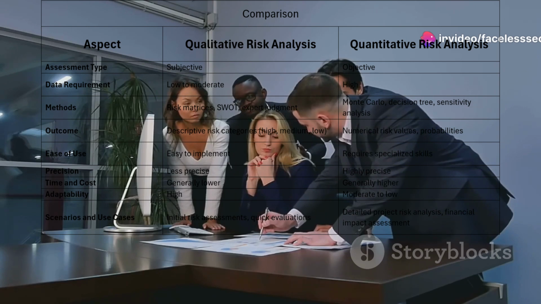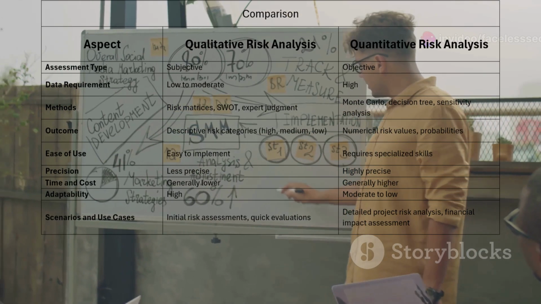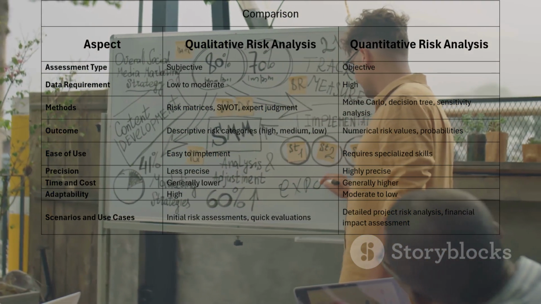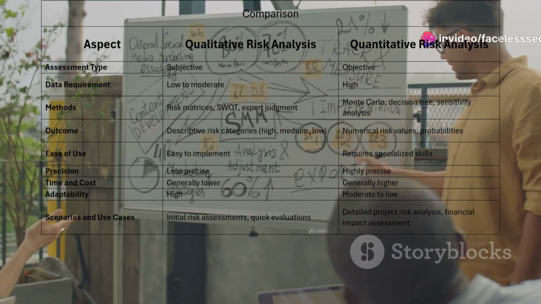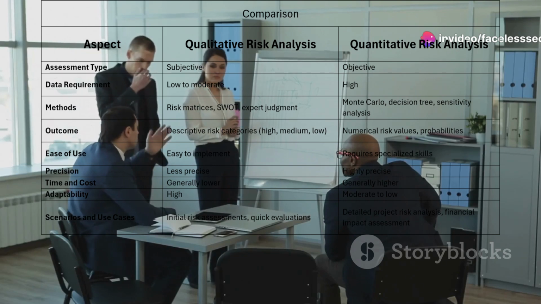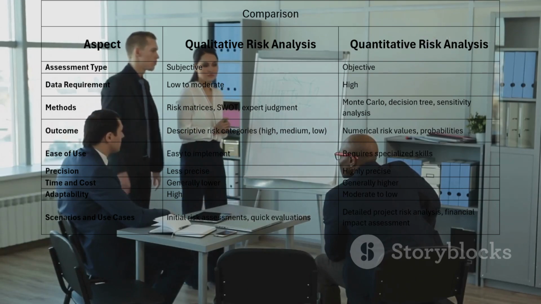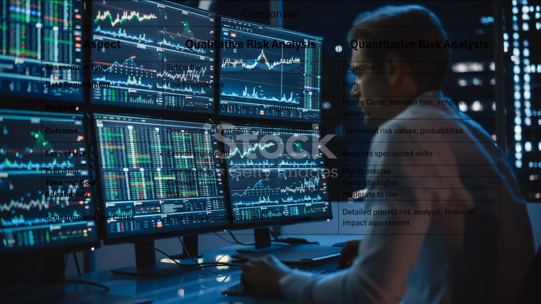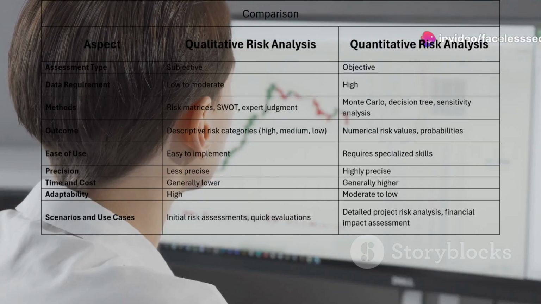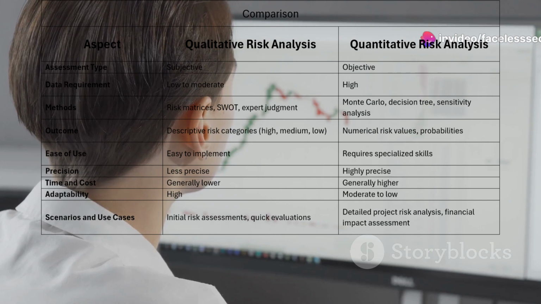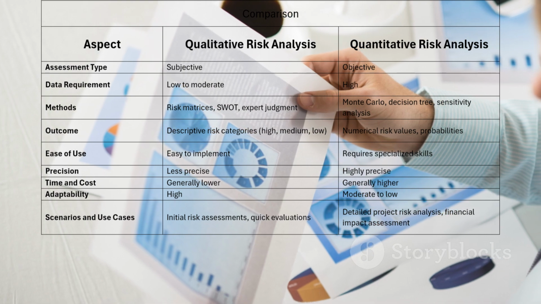Common methods include Monte Carlo simulations, decision tree analysis, sensitivity analysis, and fault tree analysis. Qualitative risk analysis involves assessing risks based on their characteristics and impacts using non-numerical methods. It focuses on identifying, prioritizing, and understanding risks without assigning numerical values. Common methods include risk matrices, expert judgment, SWOT analysis, and Delphi technique.